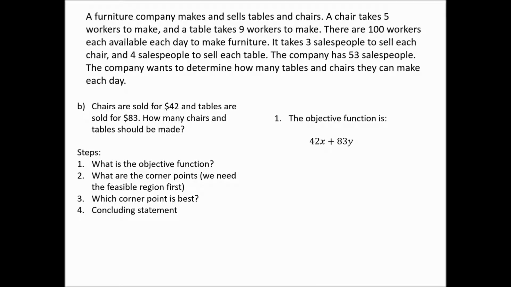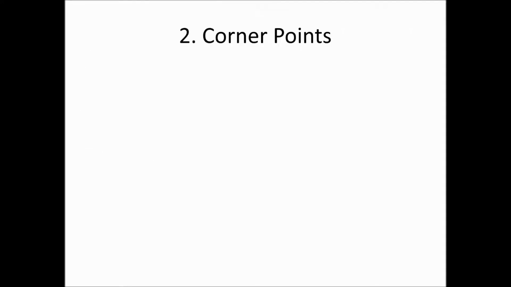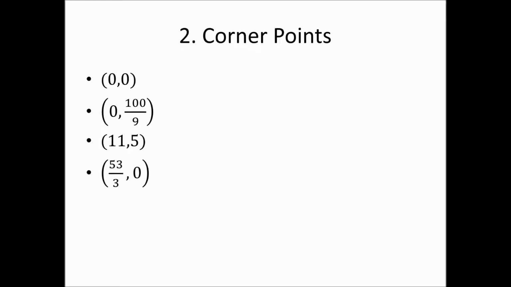The objective function, pretty straightforward, 42x plus 83y. $42 for every chair. The chairs were x, the number of chairs, and $83 for every table. There are y tables. So that's my objective function. Second, let's find our corner points. Those are the corner points. I will leave that as an exercise for you to graph that system of inequalities and find those yourself, but that's what we should come up with.